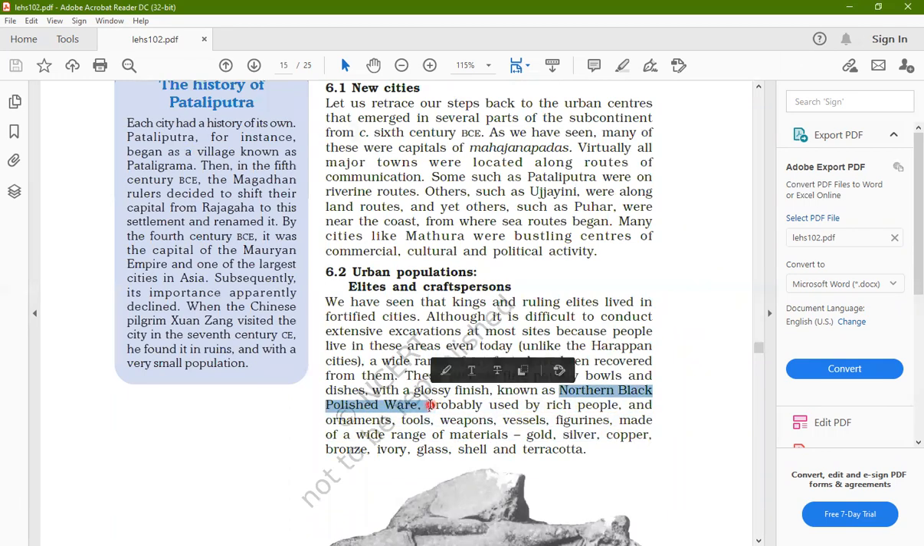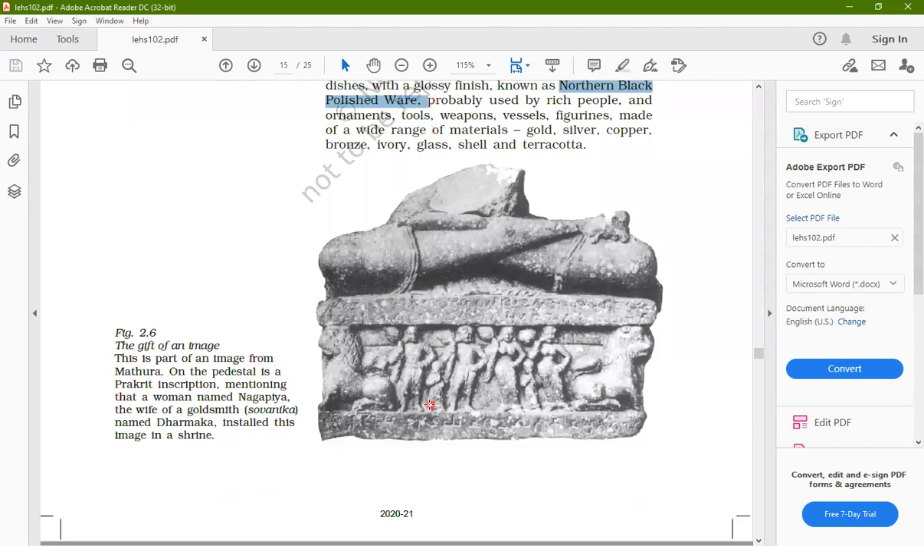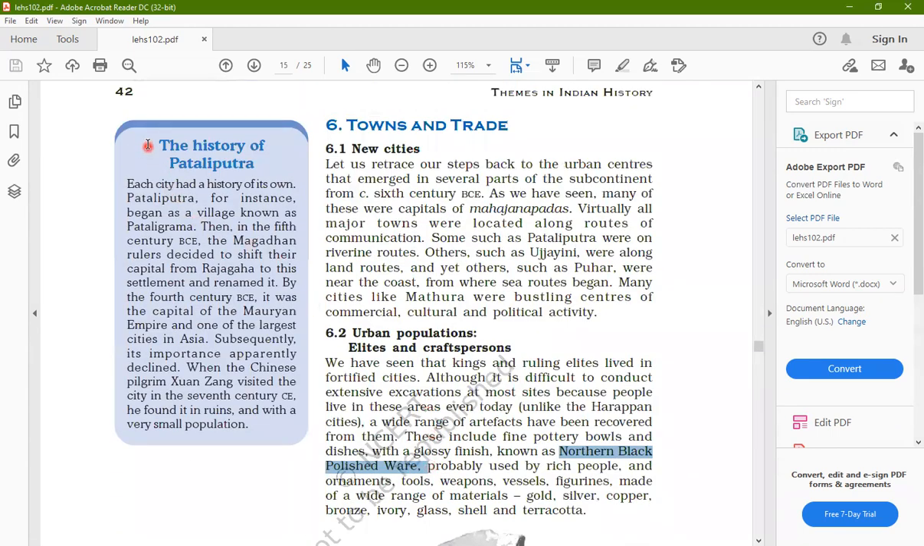Next, the history of Pataliputra is very important, as here a name has been used. The first line is very important: each city had a history of its own.